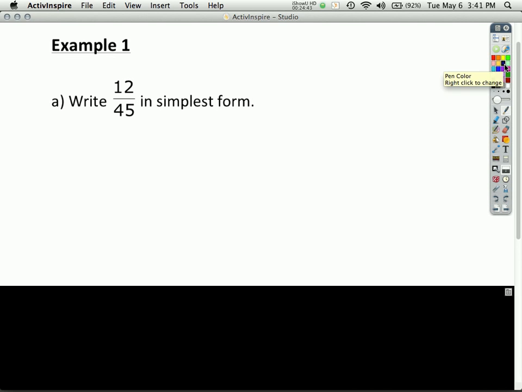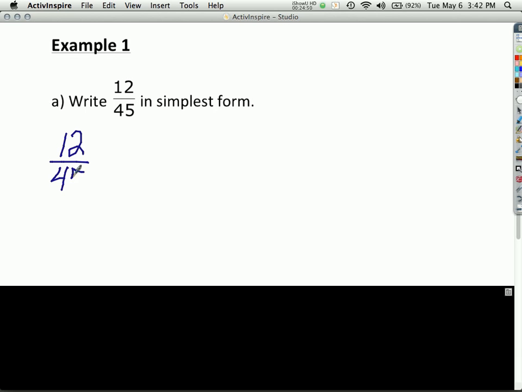Now you should have been doing this for a couple of years already. So we're going to do 12 over 45. Can someone give us an idea of what we could do to put this in simplest form? Something that you've done in the past. Got 2 people who have an idea? 4 people? Okay, David, go ahead and start us off. Why by 3?